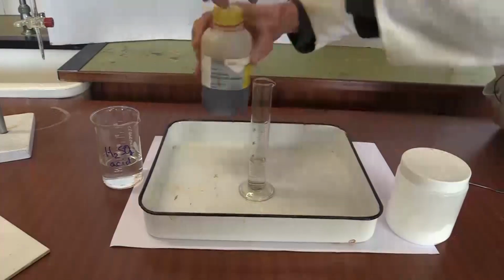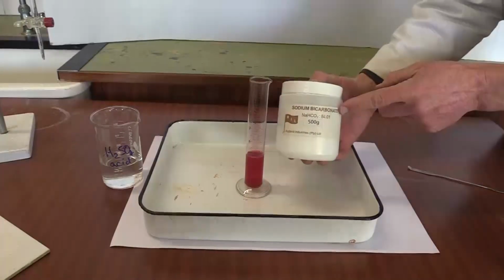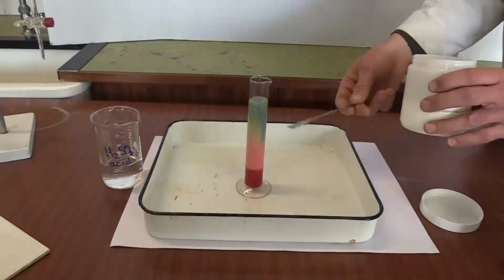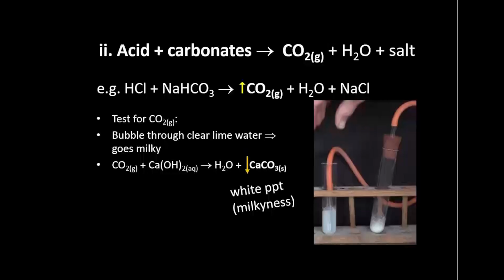Let's try that again, but adding some universal indicator to see some color. Again, we add the bicarb to the acid, and we see it frothing over. And where the blue is, it's the bicarb, which is alkaline, and the pink is the acid. Hydrochloric acid plus sodium bicarb makes carbon dioxide, water, and sodium chloride. And the clear lime water going milky is because of the calcium carbonate precipitate that is white, as calcium carbonate is insoluble, as we saw in the first videos.